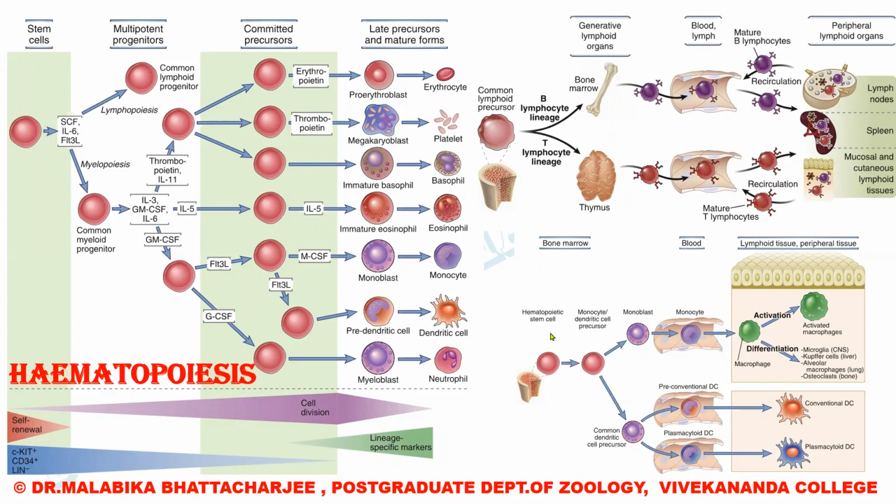Coming down to this picture, this is the picture from the monocyte dendritic cell precursor. From this precursor, we are getting the monoblast and, as I was telling you, the origin of the common dendritic cell precursor. From the common dendritic cell precursor, we are getting two kinds of dendritic cells, the conventional dendritic cell and the plasmacytoid dendritic cell. And from the monocytes, we are getting the activated macrophages, and from this particular precursor only we get the residential macrophages also.